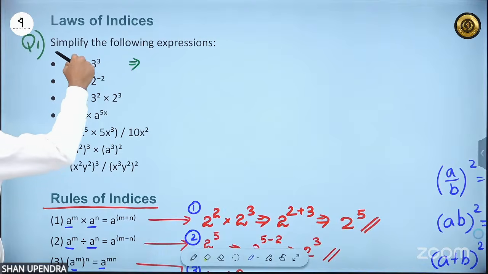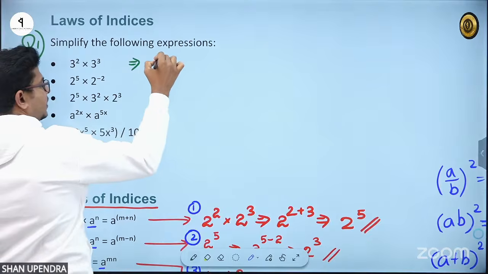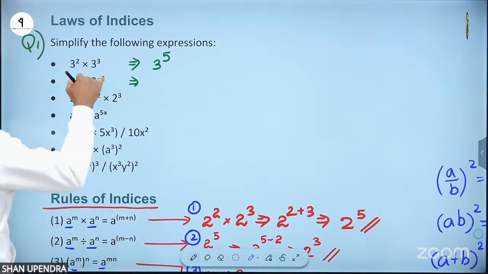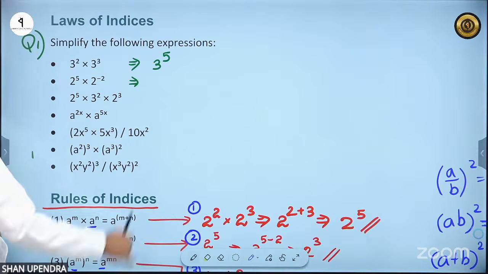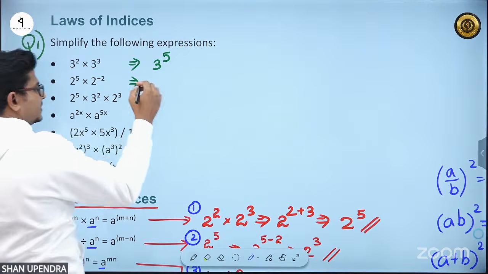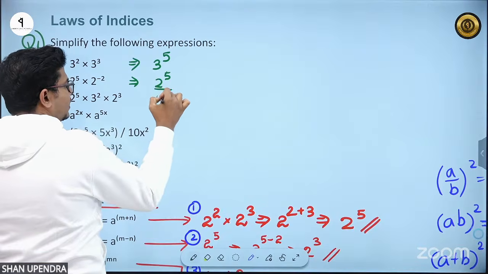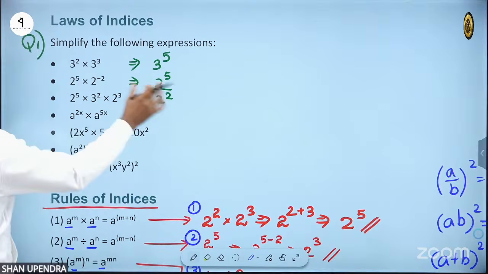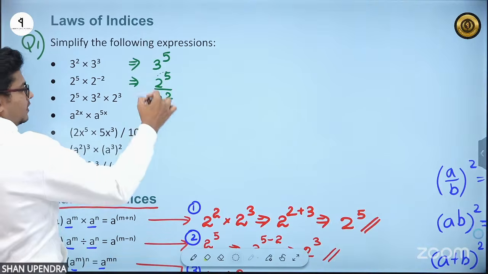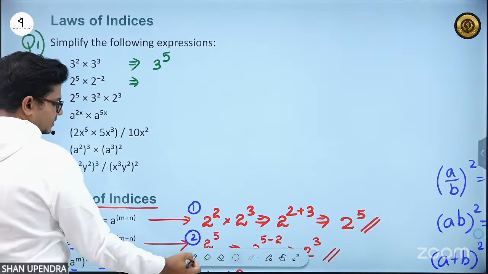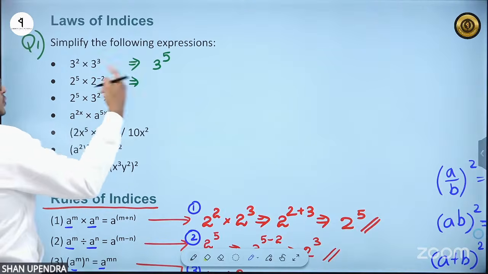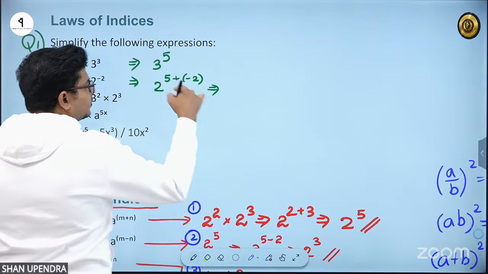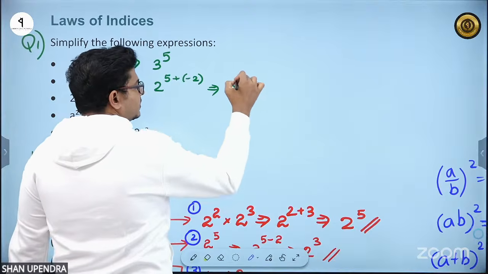So you have 3 to the power 2 into 3 to the power 3, same base. Then you can write 3 to the power 5. Here there is a multiplication, but it's minus 2. It's like a division. You can represent this one as 2 to the power 5 divided by 2 to the power 2. But no need. These two are similar behaviors. Just take the addition, so plus 5 minus 2. You can take 2 to the power 5 plus minus 2. Then 2 to the power 3. That means 8.